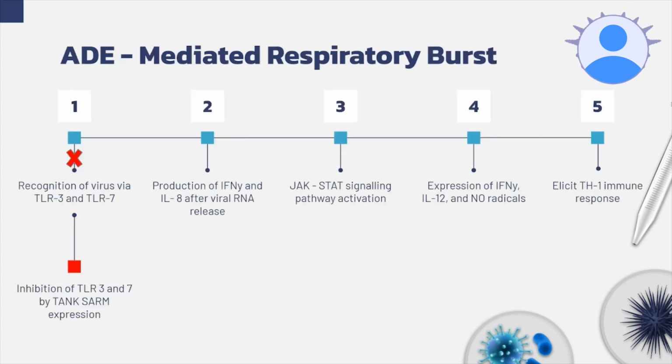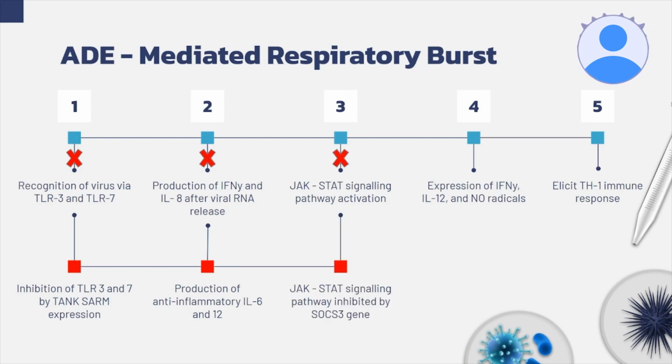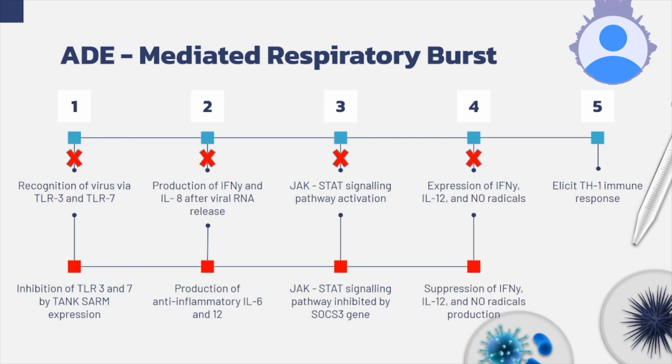In ADE-mediated entry of viruses, however, TLR signaling is inhibited by the expression of TANK and SARM through the virus-antibody complex in non-neutralizing levels. This triggers a different cascade in which anti-inflammatory cytokines interleukin 6 and 10 are produced instead, driving the expression of SOCS3 gene, which then subsequently suppresses JAK-STAT signaling pathway. This, in result, suppresses the production of reactive oxygen species and pro-inflammatory cytokines. And this results in a Th2 type immune response.